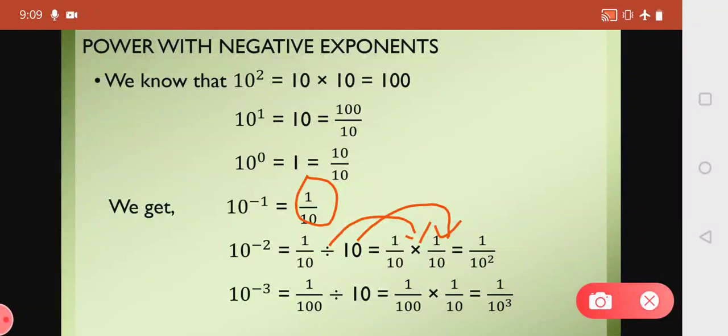Similarly, for 10 raised to minus 3, we take 1 upon 100 divided by 10, which equals 1 upon 100 multiplied by 1 upon 10. That is 1 upon 1000, since 100 multiplied by 10 gives 1000. That 1000 is nothing but 10 raised to 3. So we write it as 1 upon 10 raised to 3.